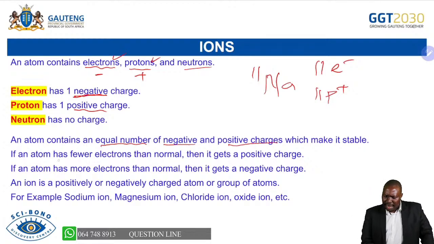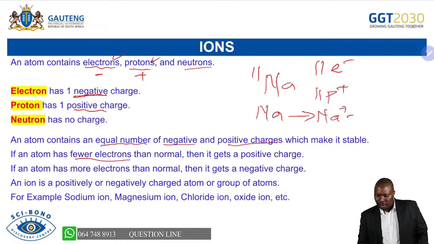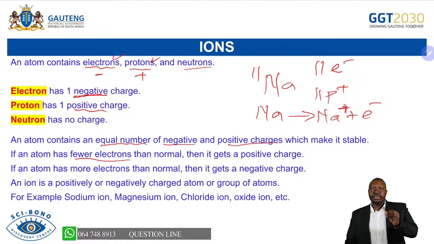Now, if an atom has fewer electrons than normal, then it gets a positive charge. For example, you have done ionic bonding in grade 10, where you said sodium can lose an electron. When sodium loses an electron as a metal, it will now become positively charged. So when we say a positive charge, you know that we have electron deficiency, meaning that we are running short of electrons. So when you see sodium plus, you know that it has lost 1 electron.